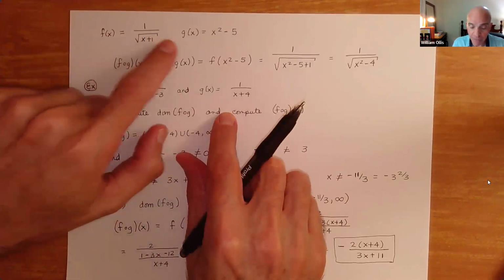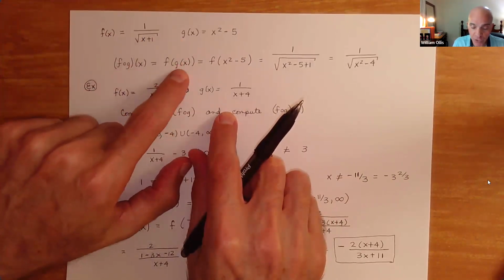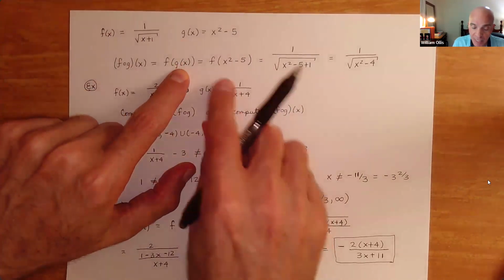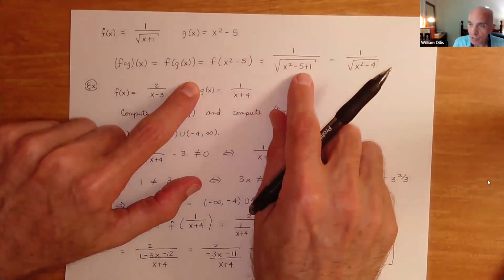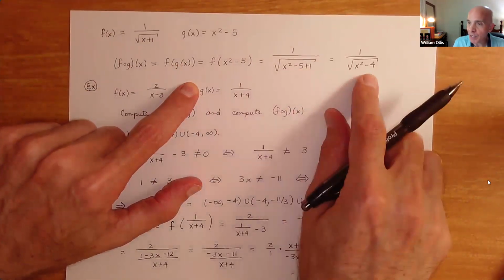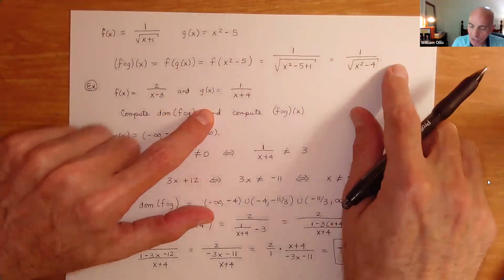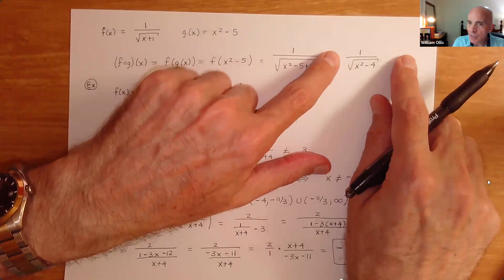Again, I've repeated f and g here. So we have f of g of x by definition, and then I just replace g of x with x squared minus 5, and then, of course, do the substitution, which looks very familiar with what we did last time. So now if you notice this, and you just started with this function, then you'd be okay.